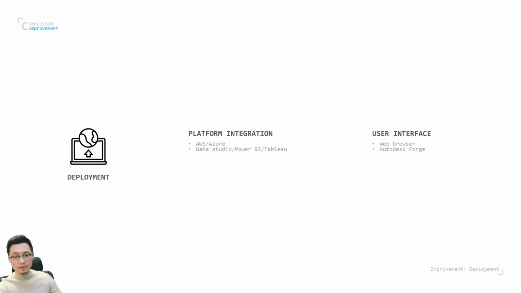An integrating data visualization platform like Data Studio, Power BI, and Tableau could also be a big add to the pipeline. The front end must be built since the expectation of all users knowing how to play with codes is not realistic. There are multiple ways to construct the user interface, including web browser and APIs through Autodesk Forge.